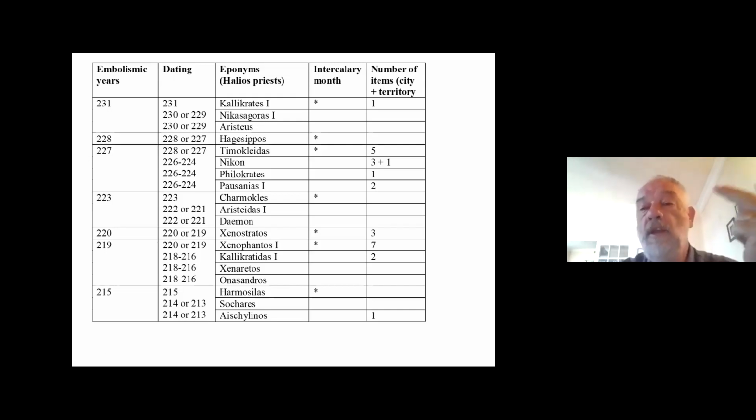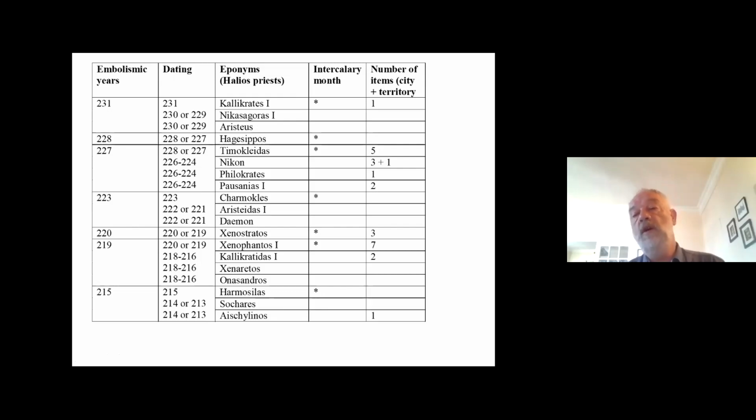And in the next period, 3a, you have three supplementary eponyms. So my suggestion is to move them in order to have each time for an embolismic year an eponym. So I moved Harmocles, commonly dated about 215, 8 years earlier, in order to occupy the position of the embolismic year 223.